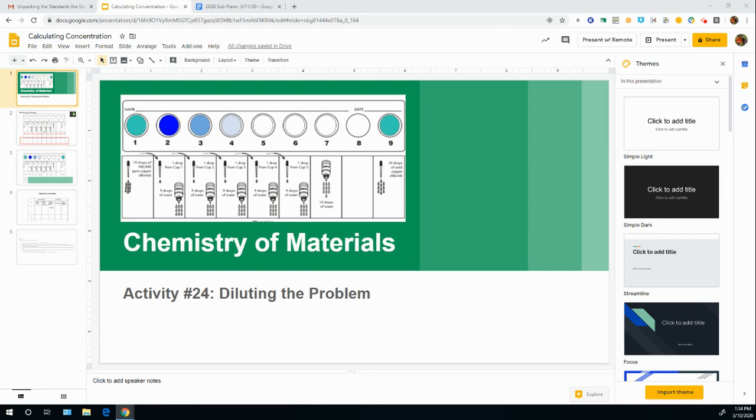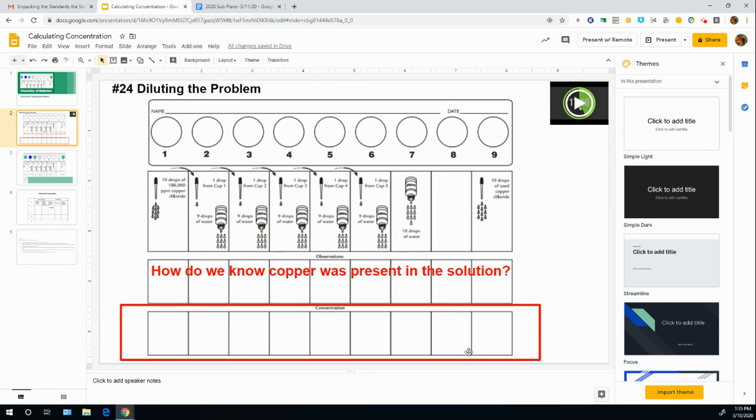So let's get started. Yesterday, you completed the lab portion of activity 24, diluting the problem. Today, there are 3 essential things that I want you to do. And the first begins with calculating the concentration for each of the solutions found in cups 1 through 9 of your CPUP tray. That being said, let's take a look at the transparency that you started with yesterday.